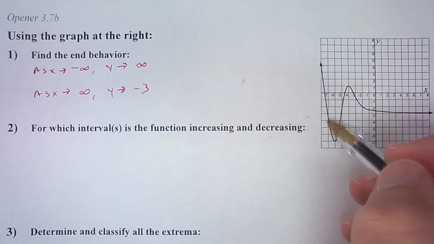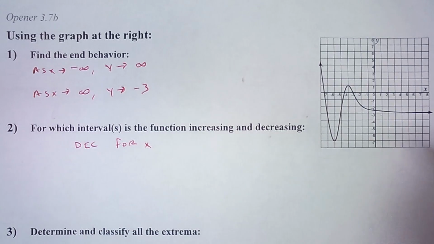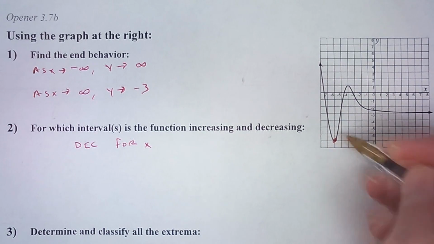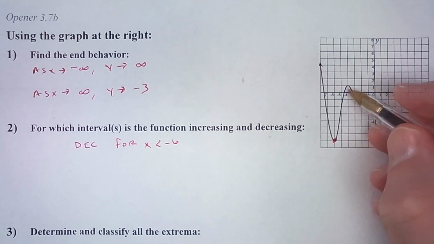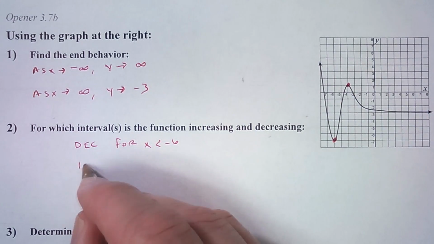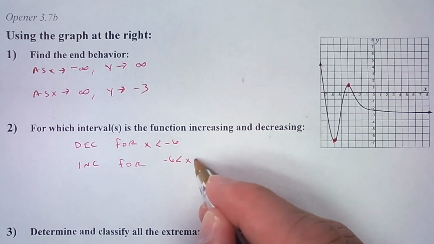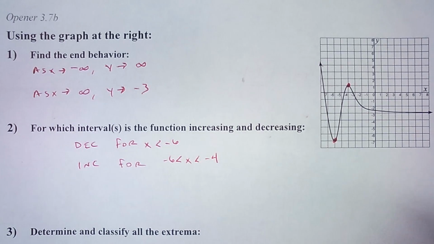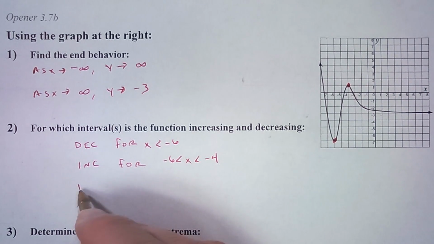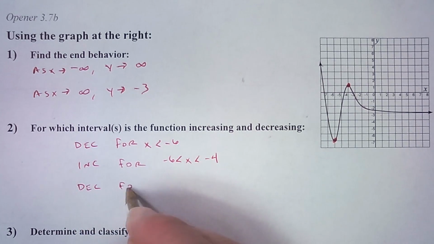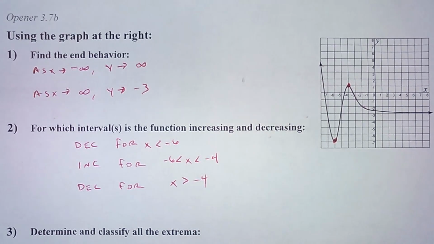This graph is decreasing first for x's that are left of -6, so less than -6. Then it begins to increase from -6 to -4, so it's increasing for x's that are greater than -6 but less than -4. Then it begins to decrease, and it does that forever to the right, so it decreases again for x's that are greater than -4.